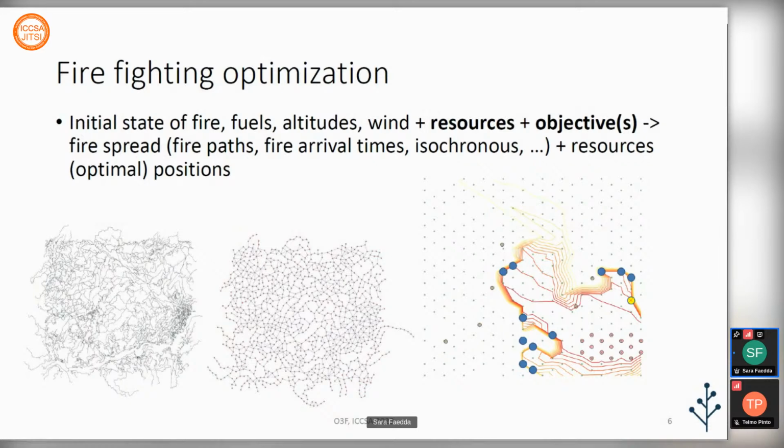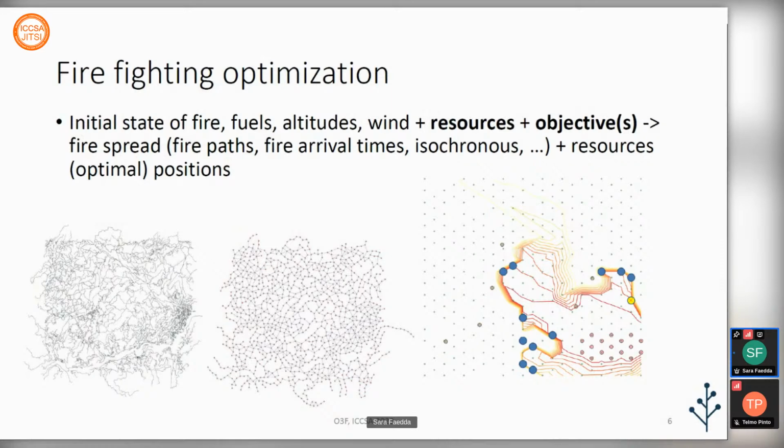Each dot here, in this experiment, each of these nodes, is a place where a resource can be placed, and the resources can move between different nodes of this landscape graph. This is an example of a solution. The lines with color, from red to yellow, are again isochronous lines. These are places where the resources are positioned, and this means that, for instance, the fire will never arrive at this part of the landscape because of the resources that were placed here.